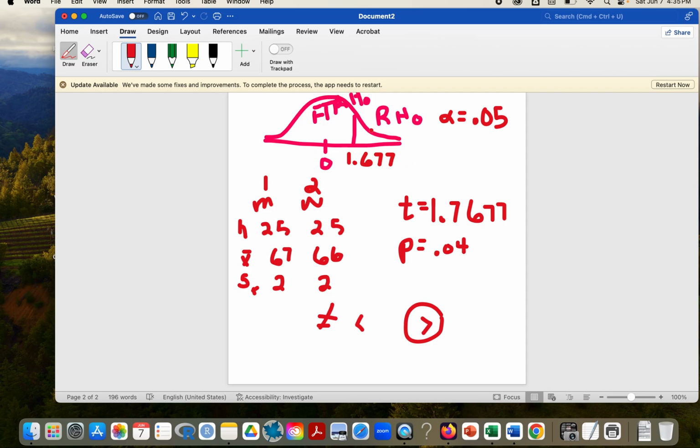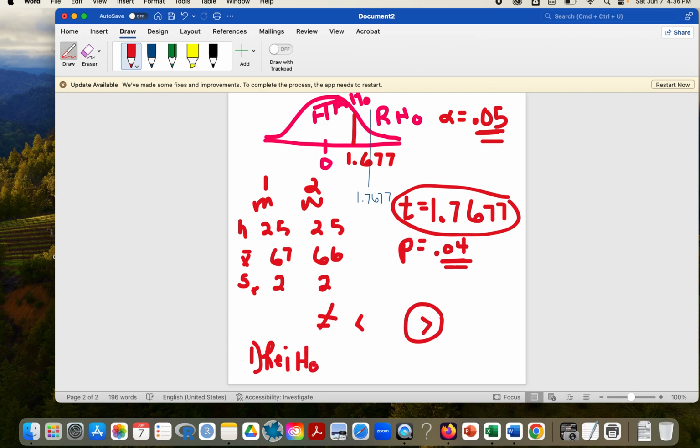a line in the sand. This is the line in the sand. We've gone beyond the line in the sand. This is landing about here. So this is my 1.7677. So it's a little bit farther out. It's in the reject the null region. Also, our p-value is smaller than our alpha. So if your p-value is smaller than your alpha, you reject the null. Okay, so step 1, we're going to reject the null.